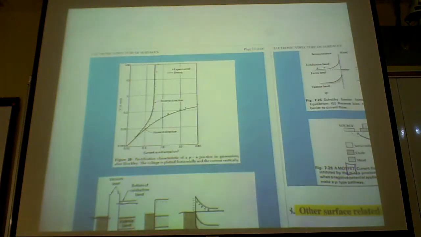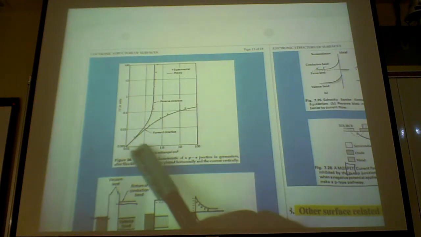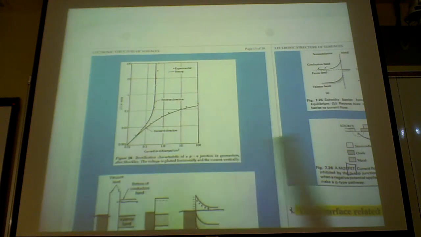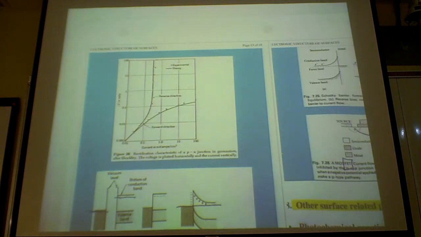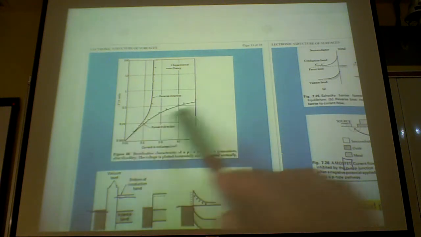So here's the effect of this so-called rectifying effect, whereby if you forward bias your diode, your PN junction, which is your diode itself, you would have current going in this way. Okay, going in this way.